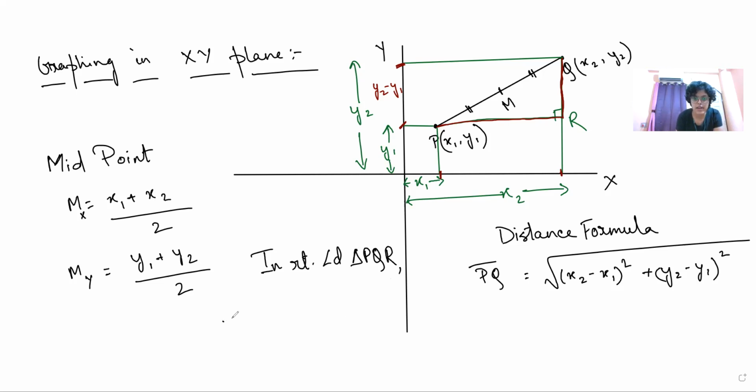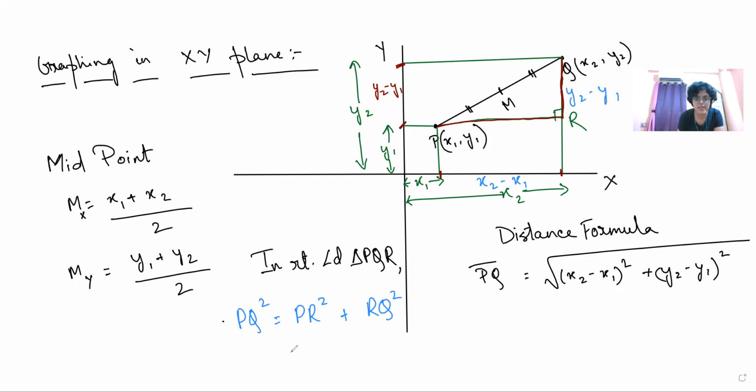So we know that PQ square, PQ is the hypotenuse, opposite to the right angle. PQ square is equal to PR square plus RQ square. Now, PR is x2 minus x1 as we see here, and QR is y2 minus y1.